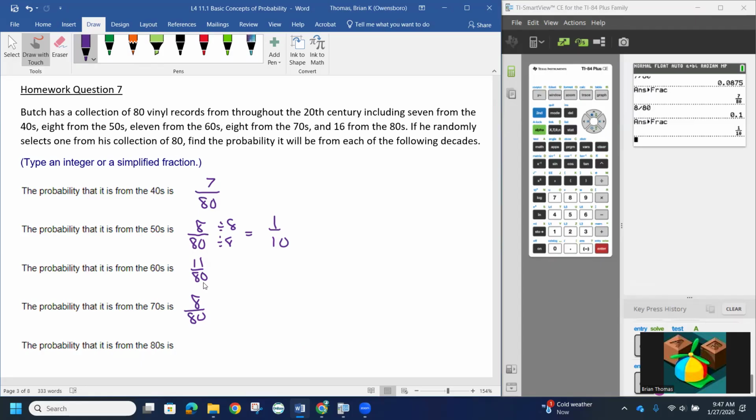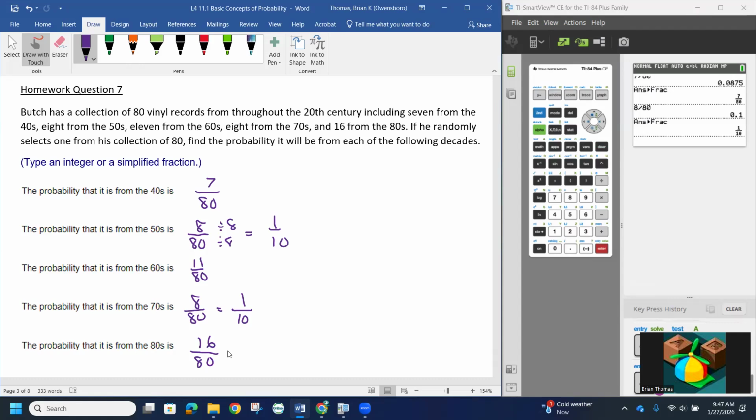So 8 from the 70s, so that would be 8 out of 80. Well, that's the same thing as the 50s. So that's just going to be the same simplified fraction of 1/10. So I got the same probability from the 50s as the 70s. And then the 80s, we have a 16 out of 80.